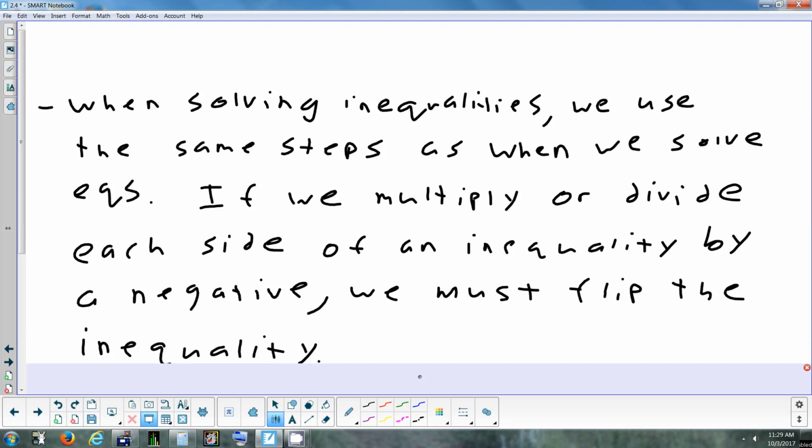Okay, so I wrote it out kind of long there. I fully explained it, but if you want to shorten it, if you multiply or divide by a negative, flip the sign.